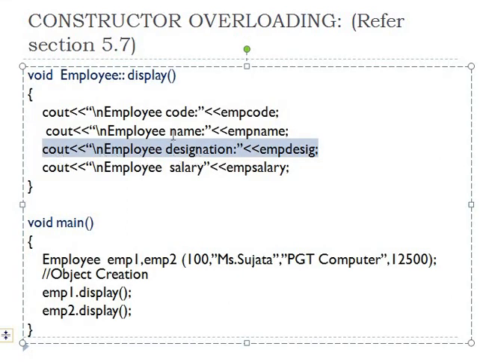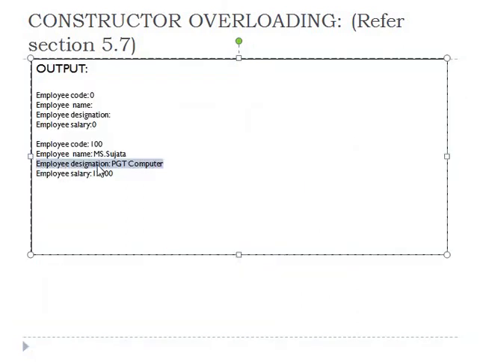The third statement prints the text employee designation along with the value of the data member emp desi, which takes its value from the initial value pgt computer that has been passed to the parameter edesi. So the initial value pgt computer from the parameter edesi shall be assigned into the data member emp desi. This gives employee designation pgt computer in the output. So here it is, employee designation pgt computer.